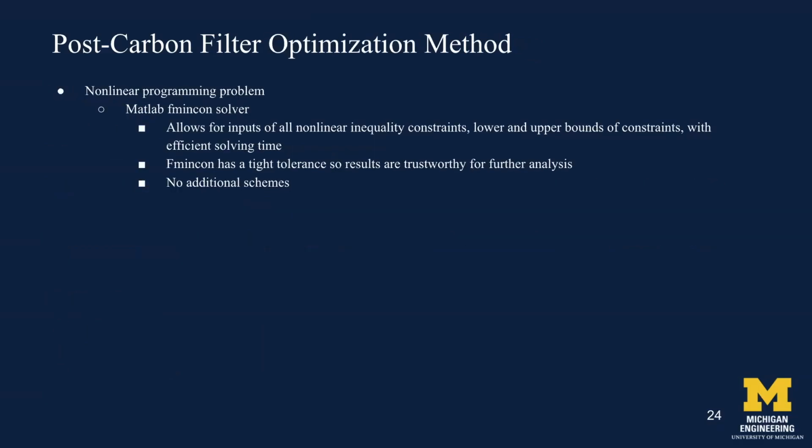For the post-carbon filter optimization method, this subsystem was a classic nonlinear programming problem. The MATLAB fmincon solver was used because of its ability to accept inputs of nonlinear inequality constraints, as well as lower and upper bounds of constraints with efficient solving time. fmincon also has a tight tolerance, so results are trustworthy. No additional schemes were used.